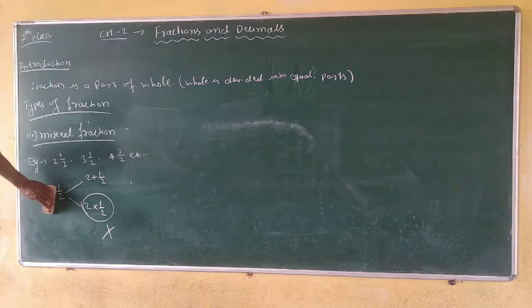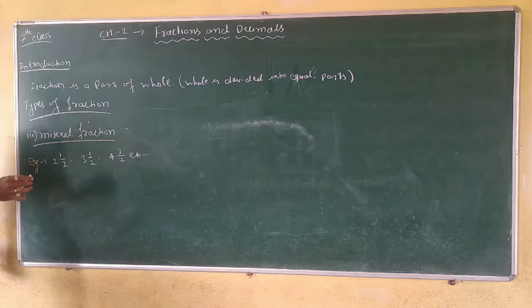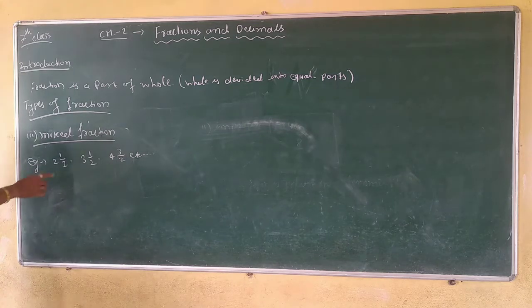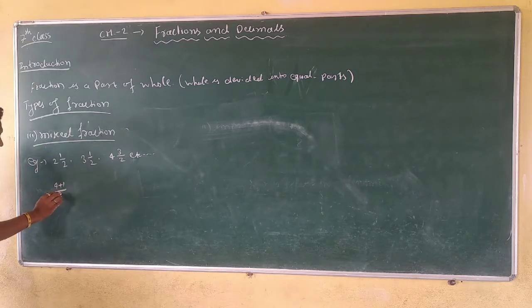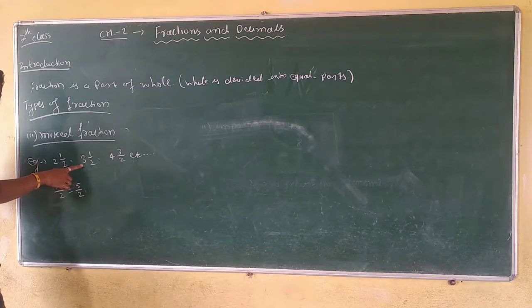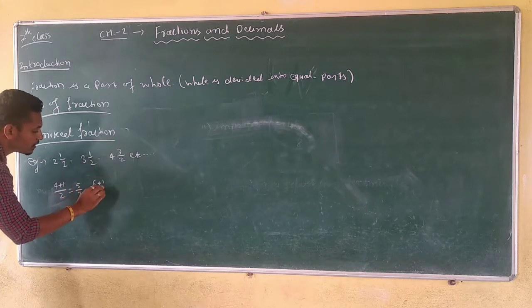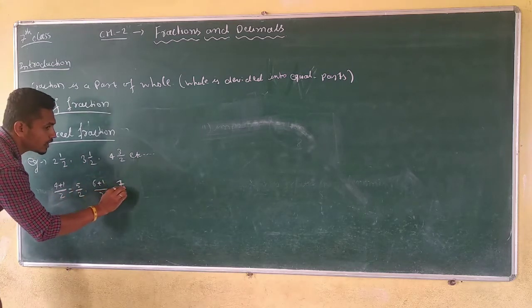Now how do we convert these mixed fractions into improper fractions? See here, 2 into 2 is 4, and 4 plus 1 is 5, so 4 plus 1 divided by 2 is equal to 5 divided by 2. Is it right? Next, 3 into 2 is 6, and 6 plus 1 divided by 2 is equal to 7 divided by 2.